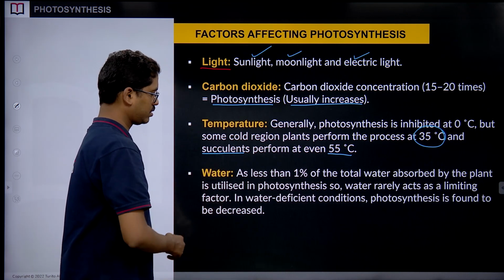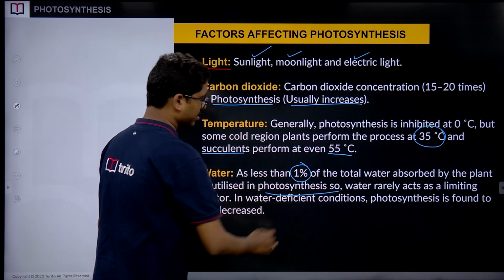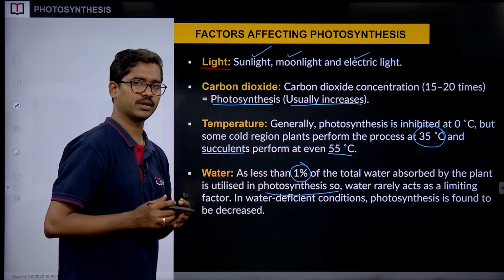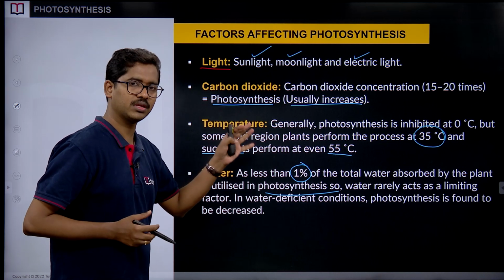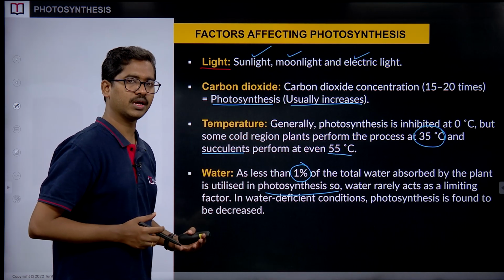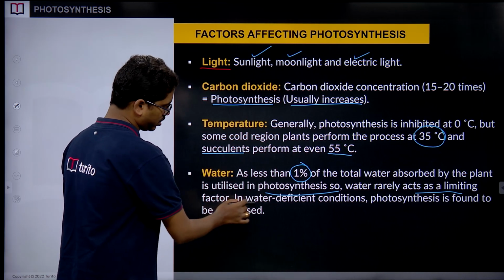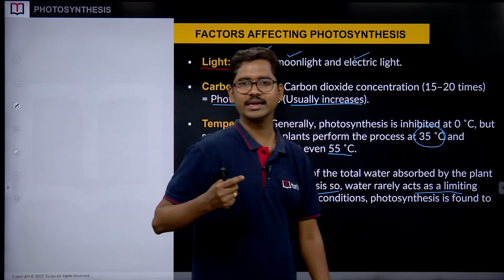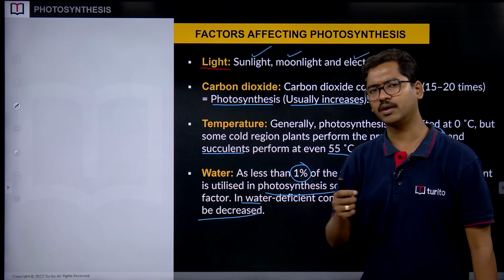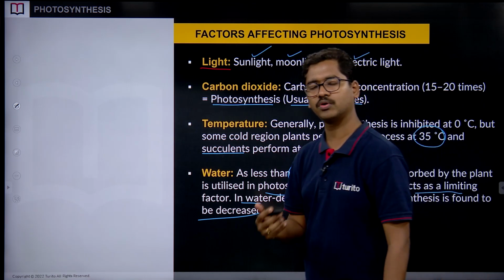When it comes to water, less than 1% of the total water absorbed by the plant is utilized by photosynthesis, which is something interesting. If we are not giving water to the plants, that affects a different functioning they are doing, but less than 1% of water they take is for photosynthesis. So, water rarely acts as a limiting factor here. In water deficient conditions, photosynthesis is found to decrease, but just a little, because just 1% of the water absorbed by the plant is used for photosynthesis.